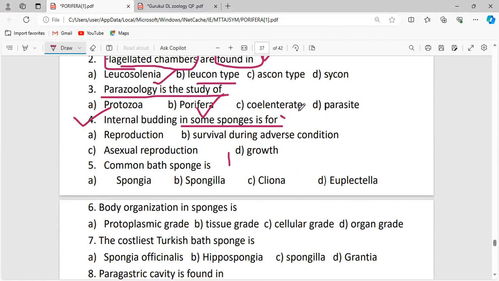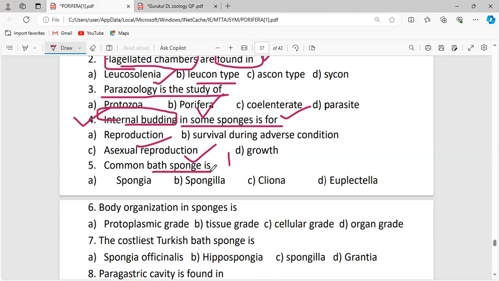Internal budding in some sponges is for what? What is the purpose of budding? Reproduction, surviving during adverse conditions, asexual reproduction, growth. Asexual reproduction. What about the other option? Just now I explained, right? See, internal budding is a type of asexual reproduction.